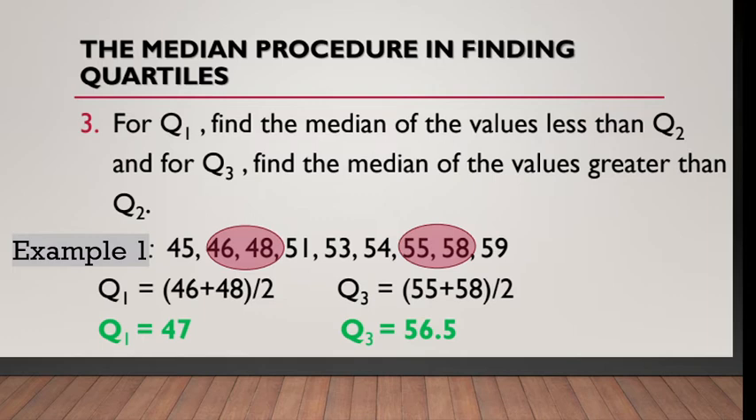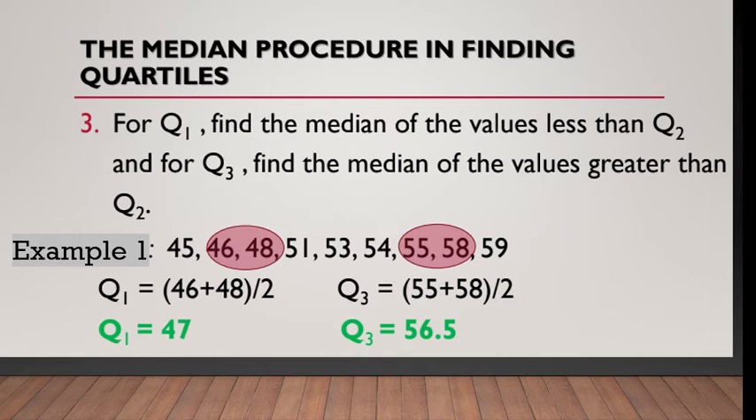In finding the first quartile, it shall be the median of the values less than the second quartile. Since the number of values less than the second quartile is even, we should find the two middle numbers. I'll just add the two numbers and divide by two. And for the third quartile, it is the median of the values greater than the second quartile. To find its value, it is the same process, but this time we shall use the numbers greater than the second quartile.